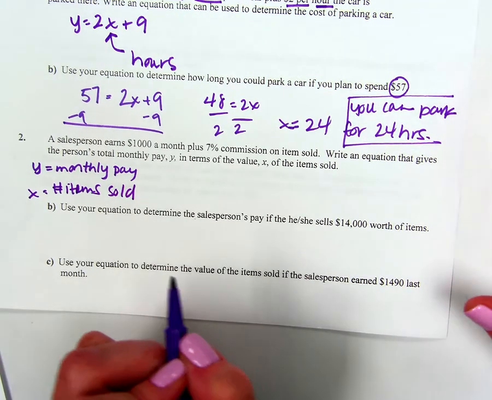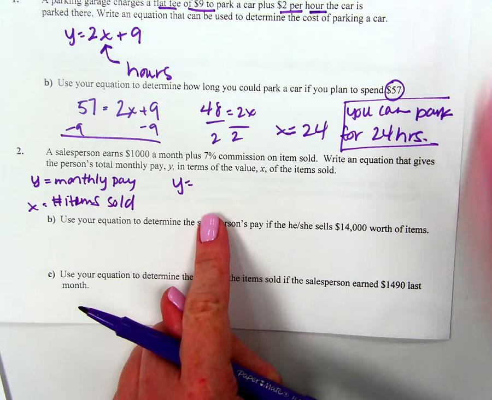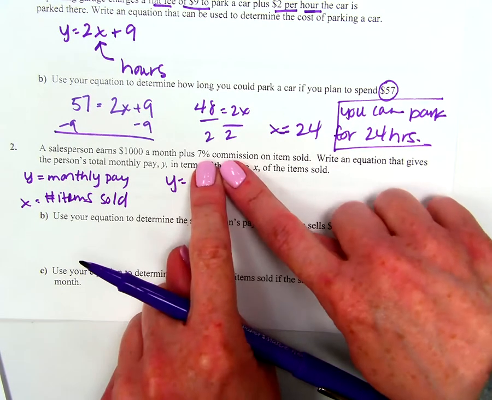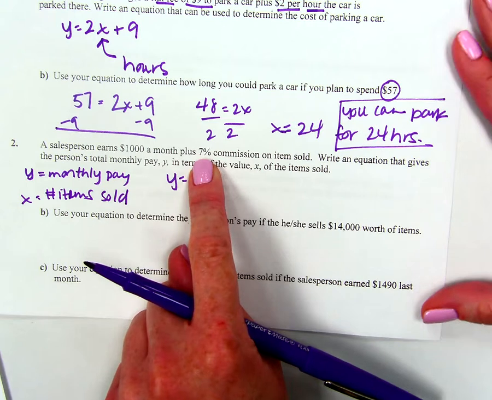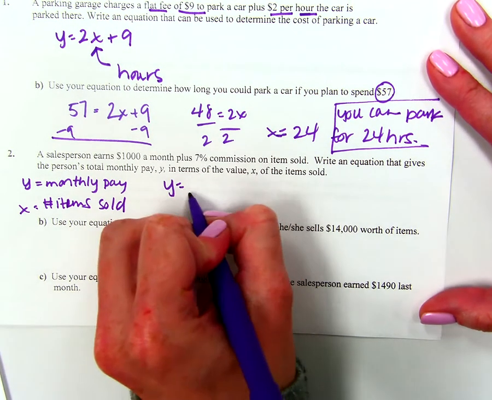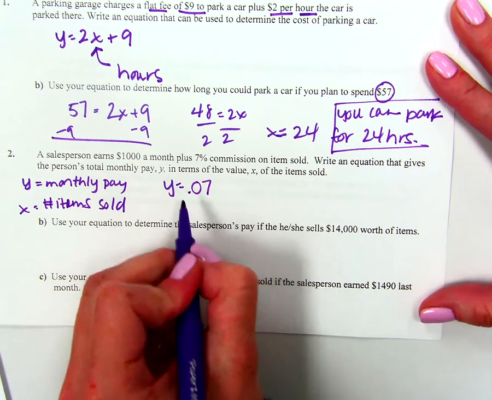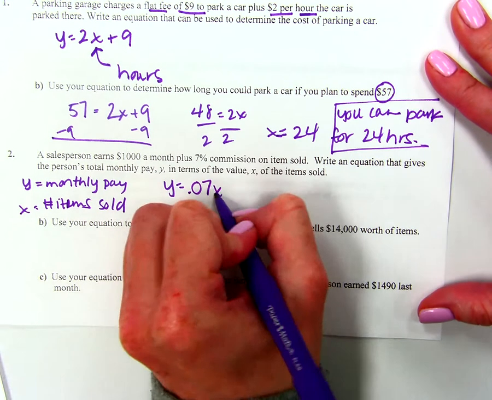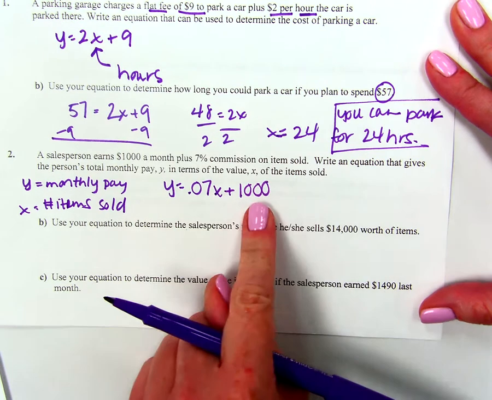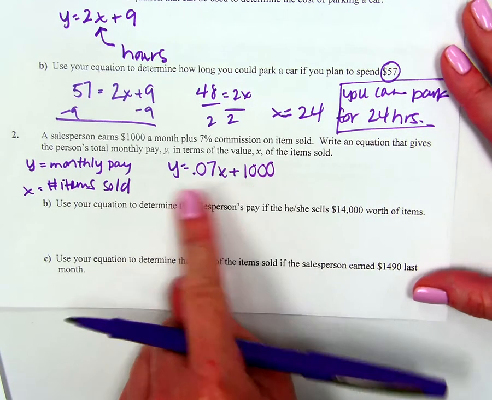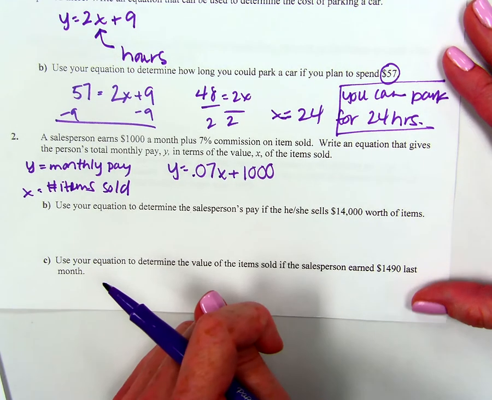We're going to put this into our y equals mx plus b again. Our m is what's changing. What's changing is our commission on items sold, so that's our 0.07. Remember, we need to convert that to a decimal, so we move our decimal point 2 spots. So 0.07x, that's changing. The $1,000 that's earned stays the same. That's not going to change. So here we have y equals 0.07x plus 1,000.